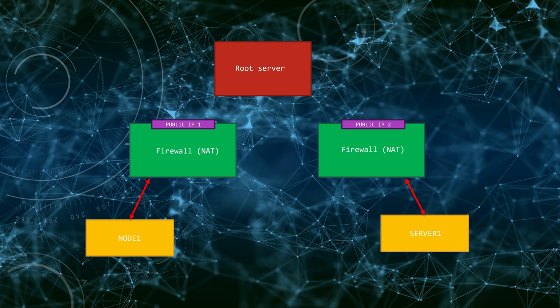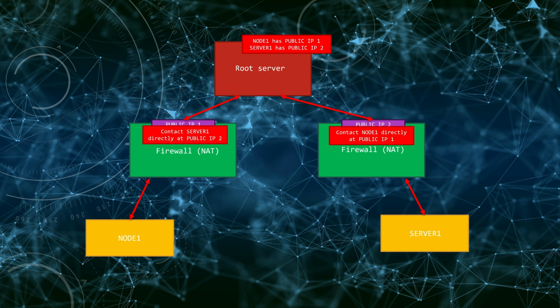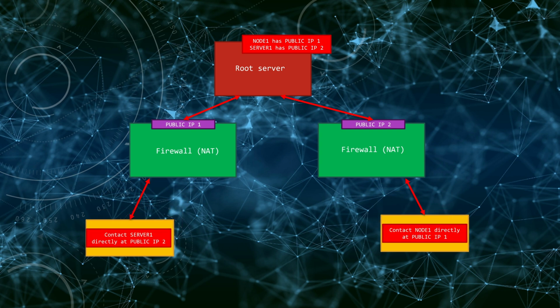How does it work? There is a technique called the UDP hole punching that's used to establish direct communication between two devices on a network when they are both behind NAT. First, node 1 and server 1 connect to the root server that acts as a facilitator. Once the connection is established, the root server will know their public IPs. When node 1 wants to talk to server 1, it will send this information to the root server. Root server will send a message to both node 1 and server 1 and ask them to try communicating directly. In the message, it will provide public IP and port of the other node.